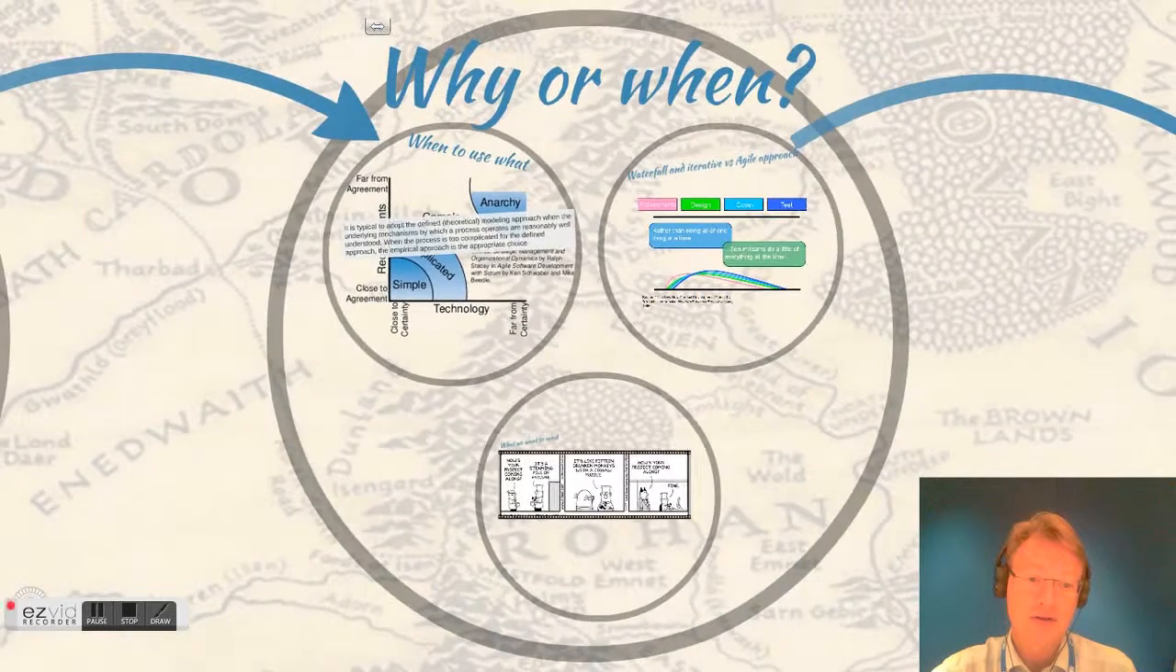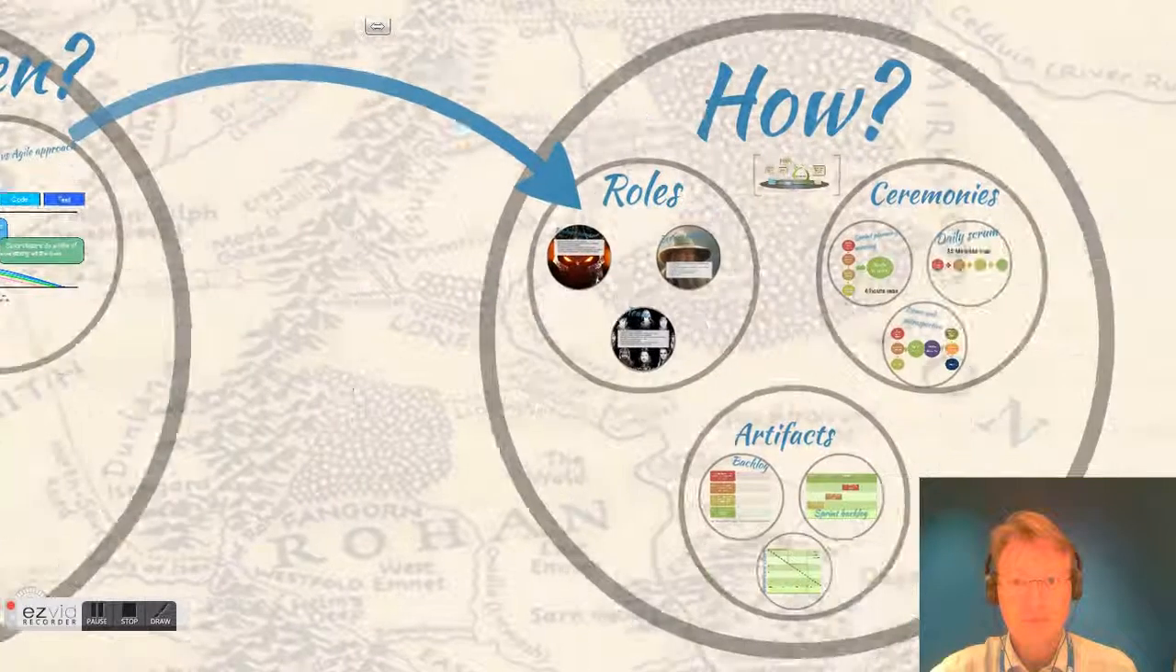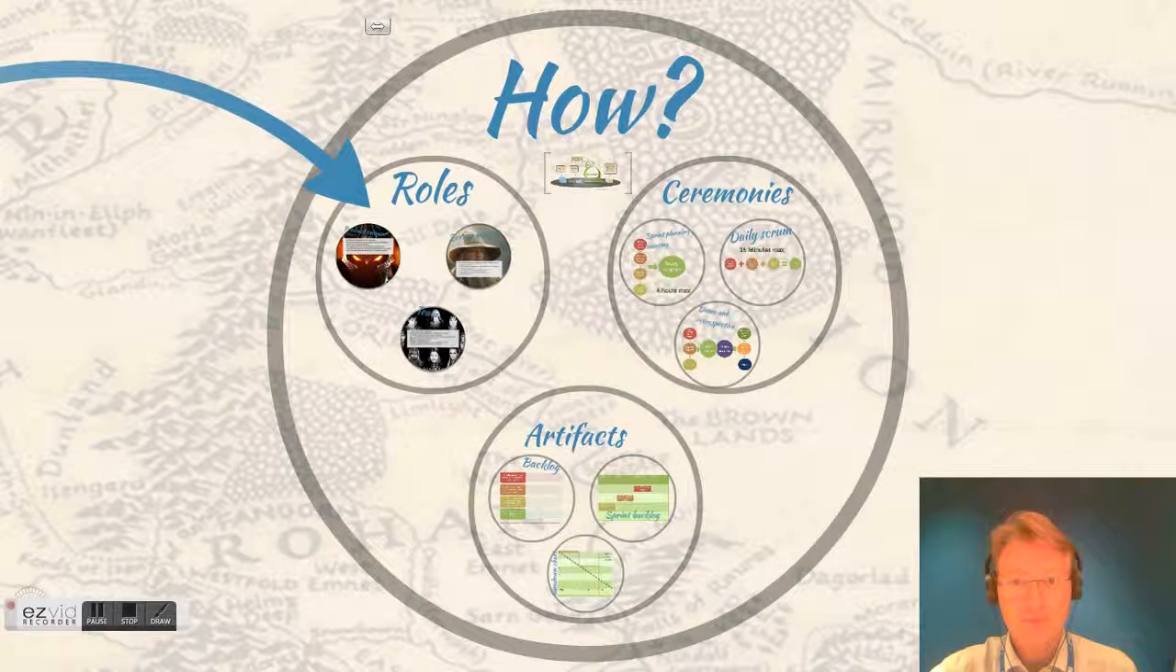So then let's move on to the more exciting part here, and that is actually, how do we do this? Well, we're going to talk about 3 times 3 things, and that's all you need to remember. 3 times 3. There are 3 roles, there are 3 ceremonies, there are 3 artifacts. If you can remember this, you can remember everything there is about Scrum, in theory.